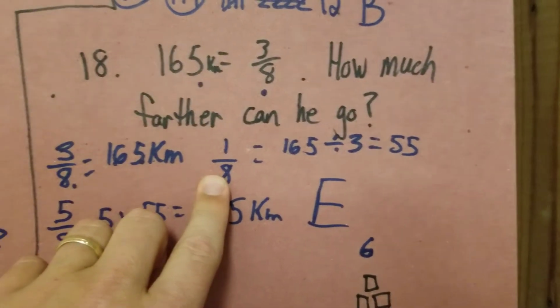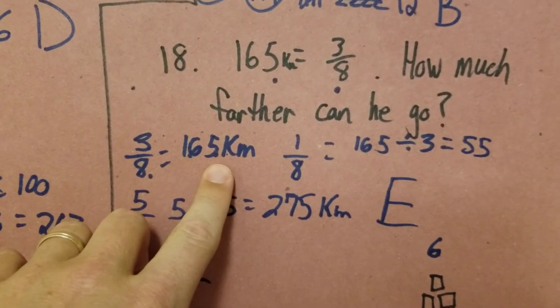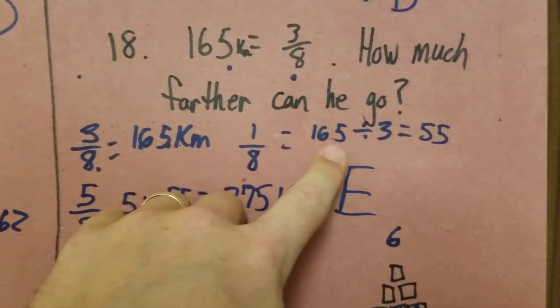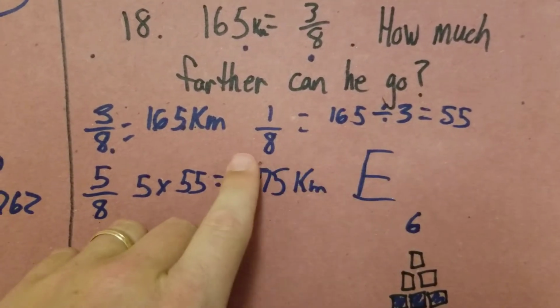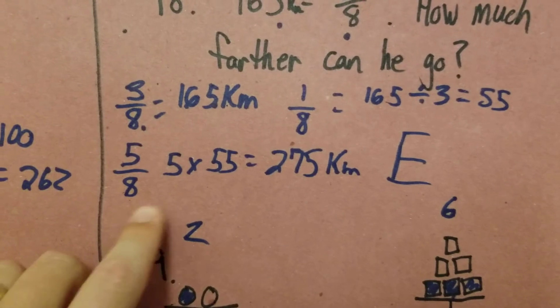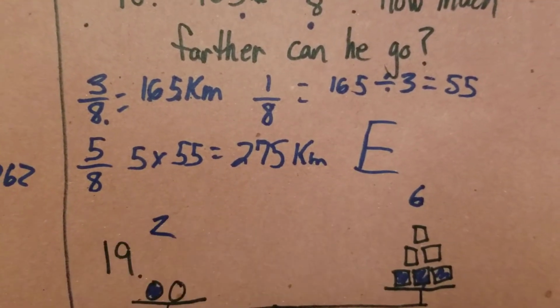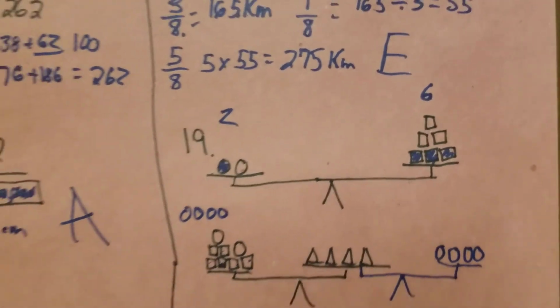So then I'm going to say, what is 1/8? If 3/8 is 165, what is 1/8? So all I'm doing is 165 divided by 3, which gives me 55. So 1/8 is 55. So what would 5/8 be? Well, that's 5 times 55, which gives me 275 kilometers left. That is E.